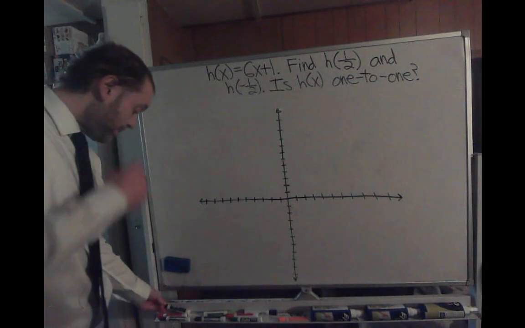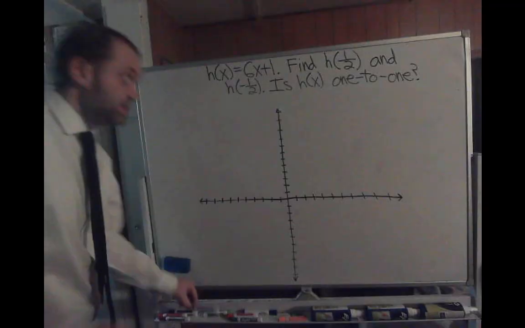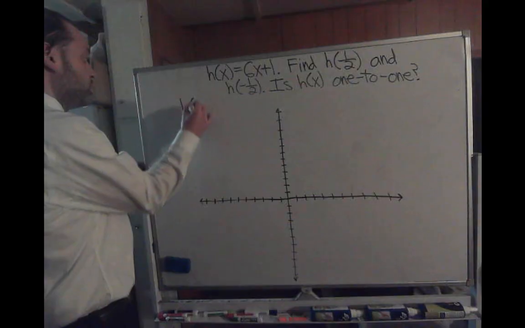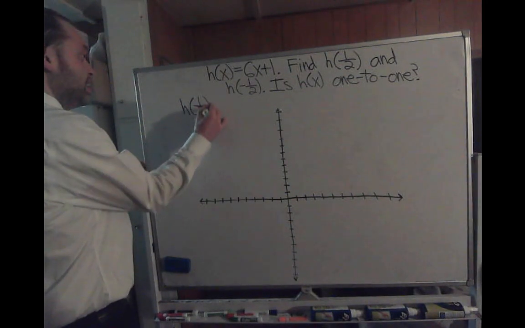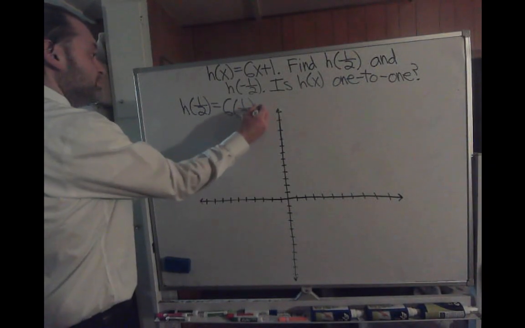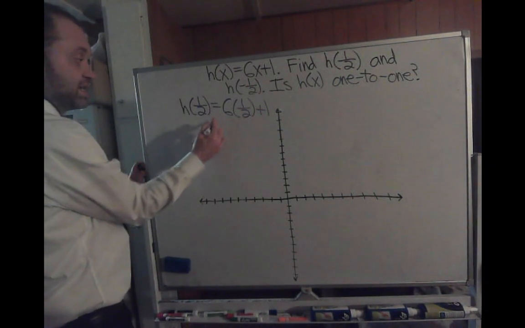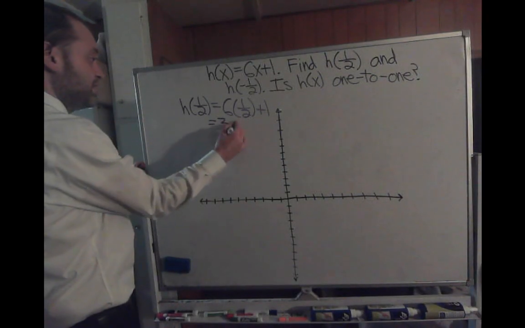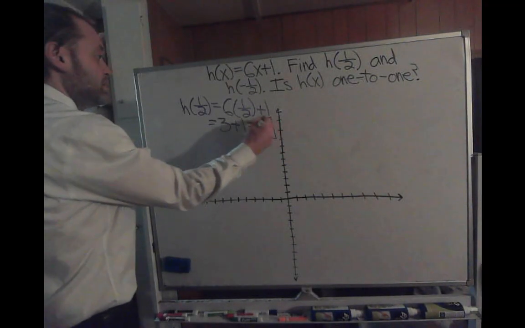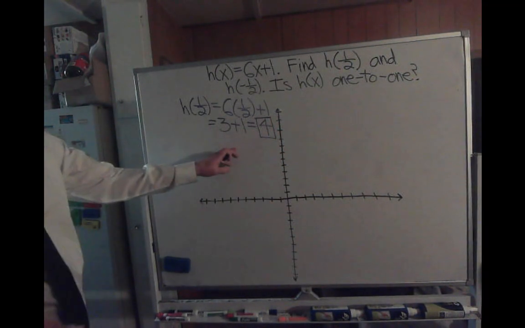Well, let's go ahead and solve for these two values first. So let's stick in h of 1/2. That, of course, would give you 6 times 1/2 plus 1. Well, what is 6 times 1/2? That's 3. So you'd have 3 plus 1, which would give you a value of 4. So h of 1/2 is equal to 4.